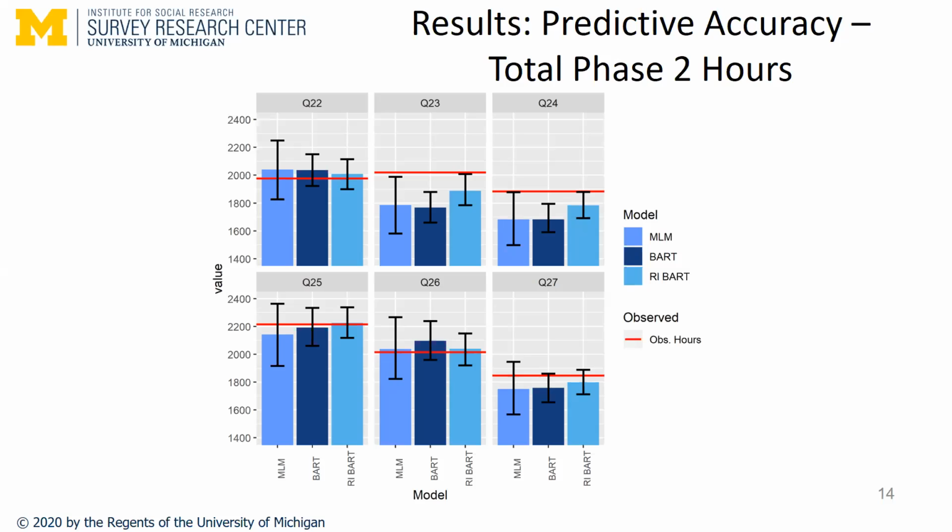Now, in terms of the accuracy, we have the total comparisons of the total hours that are observed to the predicted total from each of the 3 models across the 6 quarters of interest here. The red line is the observed hours, and so we want to be as close to that red line as possible. Now, all 3 models include the observed value in the confidence intervals generated here for quarters 22, 25, 26, and 27, but none do for 23 and 24. However, the random intercept BART model comes closest for quarter 23 and 24 compared to the other 2 models.